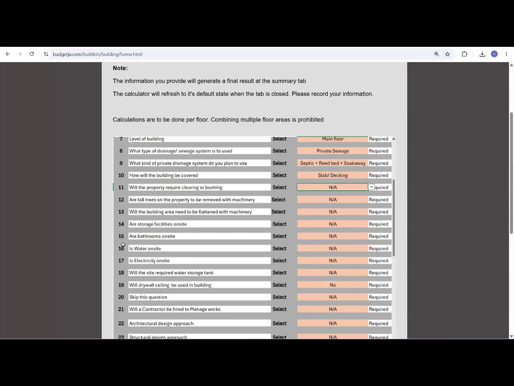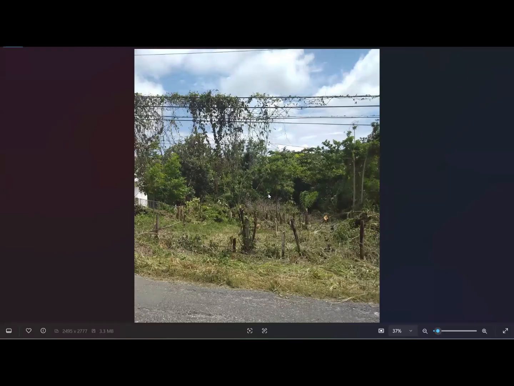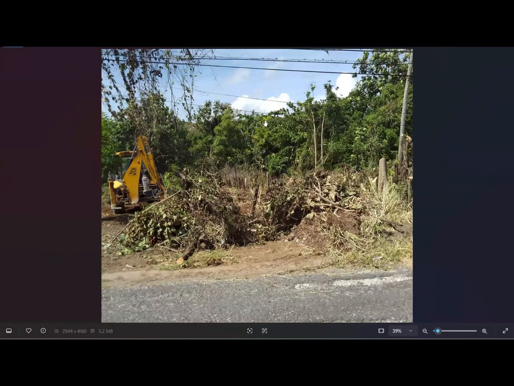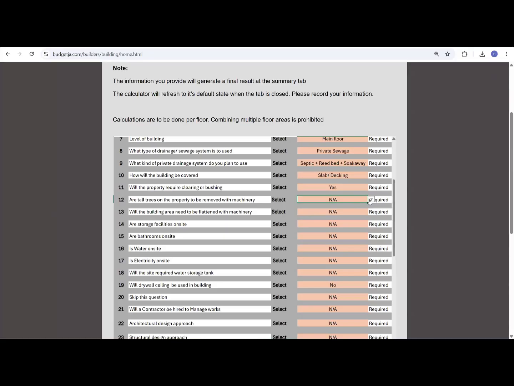Now, questions 11 to 18 are related to site setup. So it's going to ask questions like, will the property need cleaning? And you have to answer this with either yes or no. You are going to be asked at question 12, are there tall trees on the property that are required to be removed with machinery? That is similar to having a property like this, where you are going to have to carry in equipment like a backhoe or excavator to remove tree roots and so on to make the site usable. In this case, I am going off the picture, so I'm saying yes.